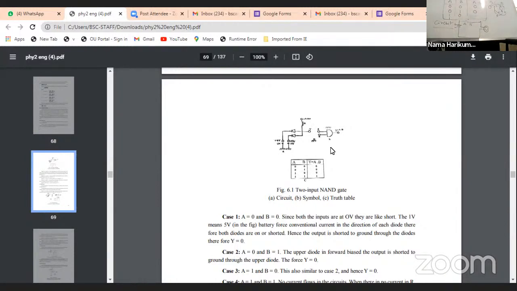It is clear. The next one is 1 and 0. A is 1, which means it is closed, and B is open, so the output value is also 0. Finally, both are closed. Automatically the positive terminal of our circuit is connected to the LED bulb, so the LED bulb is glowing. Glowing means the value is 1.